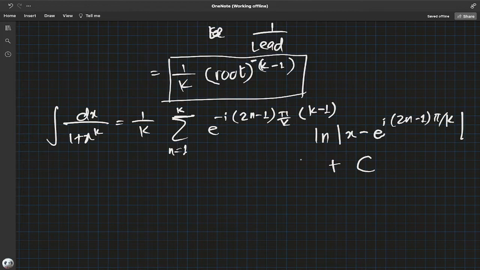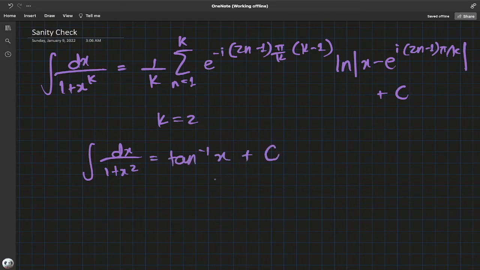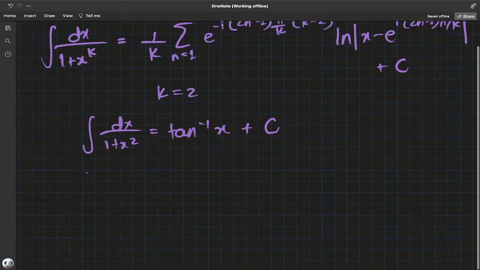Let's do a sanity check on a fresh page just to make sure that this formula is actually working. Okay, so this is the formula we have. Let's test it for k equals 2. So we have this simple integral, which we informally know is inverse tangent of x plus c. It might worry you that we have inverse tangent and we have natural logs here, but don't worry. We'll figure something out. We're strong when united.